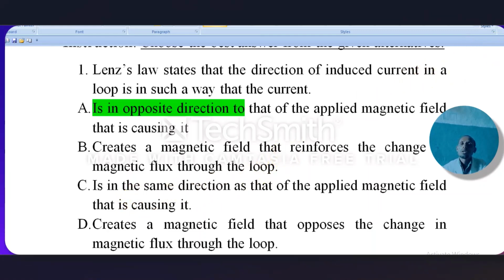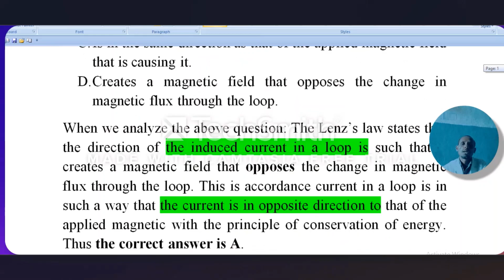When we come to the solution, let us analyze the given problem. Lenz's law states that the direction of the induced current in a loop is such that it creates a magnetic field that opposes the change in magnetic flux through the loop. In accordance with the principle of conservation of energy, the current in the loop is in the opposite direction to that of the applied magnetic field. Thus, the correct answer is A.